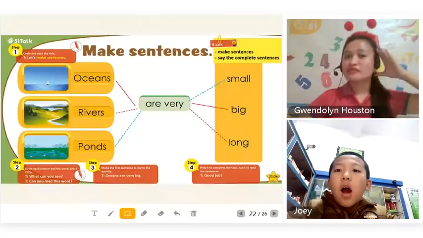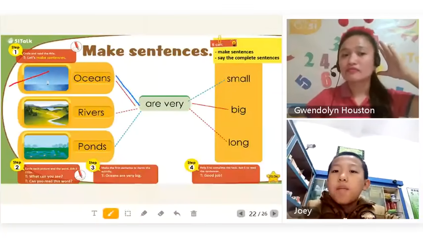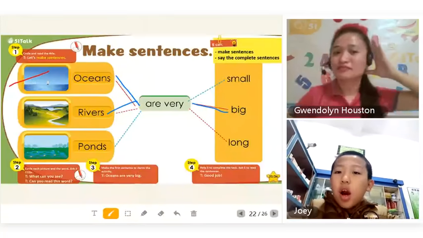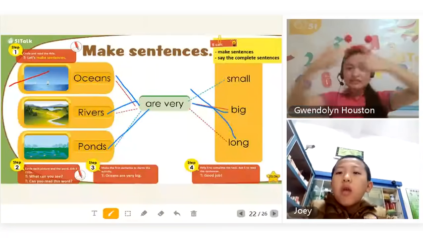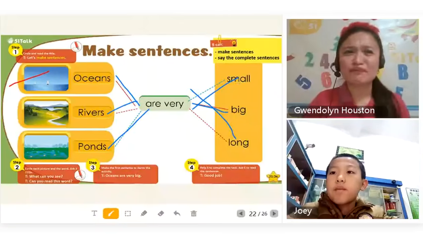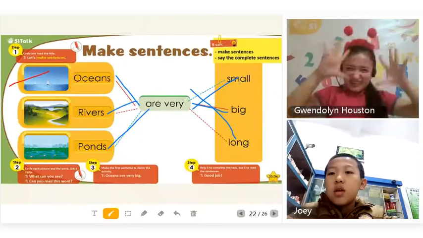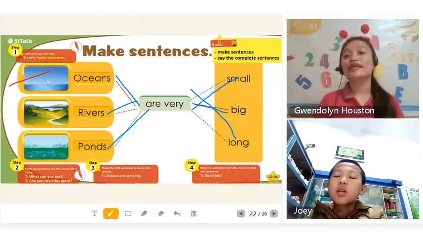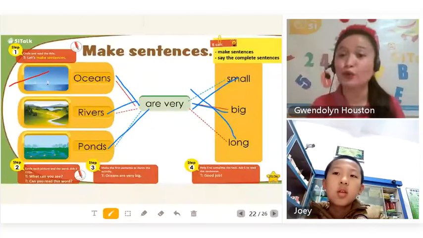Can you make a sentence? Okay. Ocean, very big. Yes, very good. And very small. Very good, and because of that, teacher will give you a star.